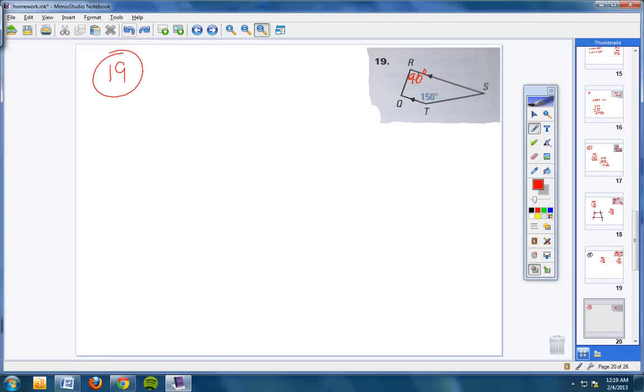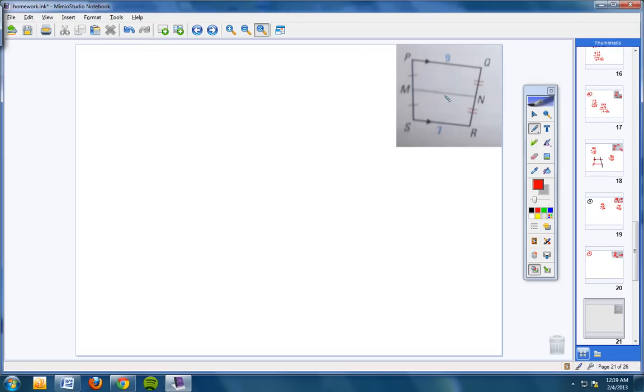So what I'm going to say is angle R and angle Q have to be supplementary. So if that's 90 right here, then what does angle Q have to be? Well, 90, because 90 plus 90 is 180. Okay, and angle T and angle S, they have to be supplementary also. So what would this angle have to be? Well, 30, because 150 plus 30 is 180. All right. Okay, let's take a look at number 20.